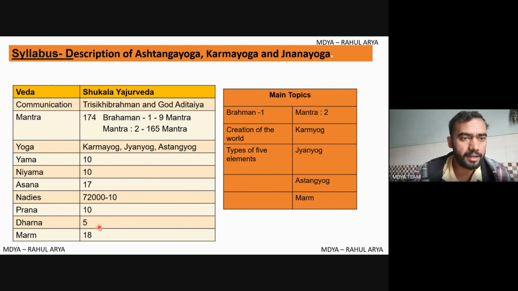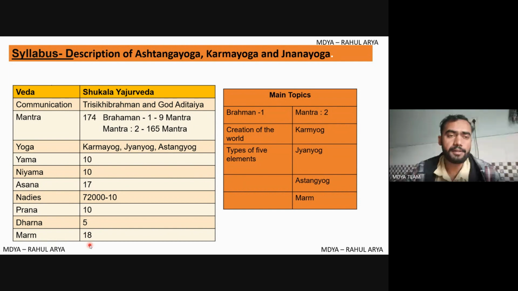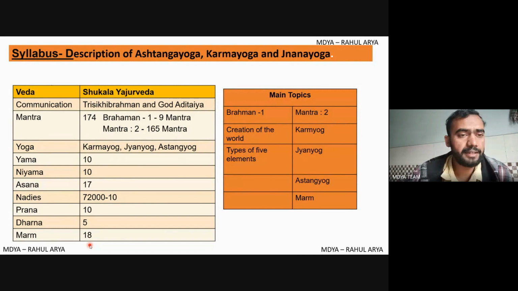It prefers 5 kinds of dharana. Dhyana, meditation, has a normal description there. Pratyahara is also defined there, and Samadhi also. We'll discuss it. A total of 18 kinds of marmasthal, we get the description here.